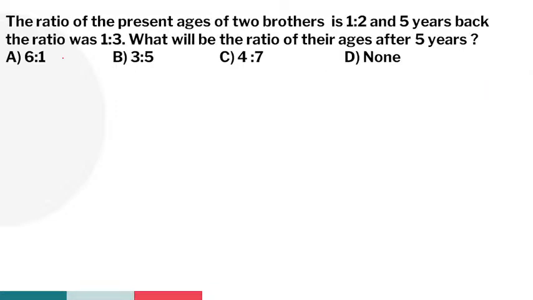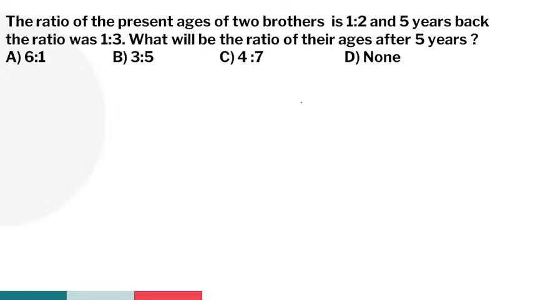The ratio of the present ages of two brothers is 1 is to 2. And 5 years back, the ratio was 1 is to 3. What will be the ratio of their ages after 5 years, Andy? Very good question, Andy. What is the answer, guys? All of you, please respond in chat box.